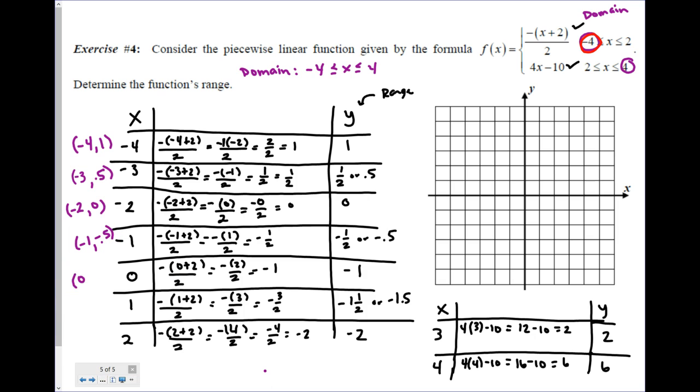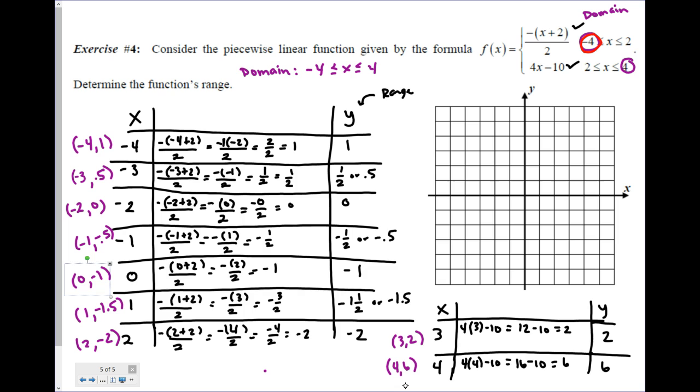Then this becomes 0, negative 1. This becomes 1 comma negative 1.5. This becomes 2 comma negative 2. And then over here I get 3 comma 2 and 4 comma 6. Now this is important because the range has to be your smallest y value and your largest y value. It's kind of hard here to tell what that is until I get the graph of it.